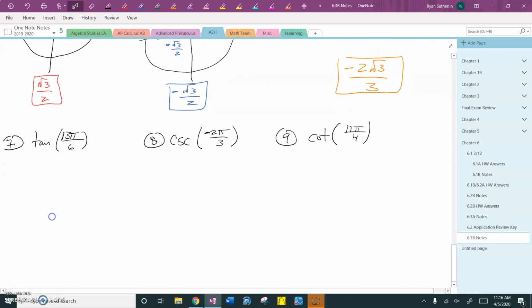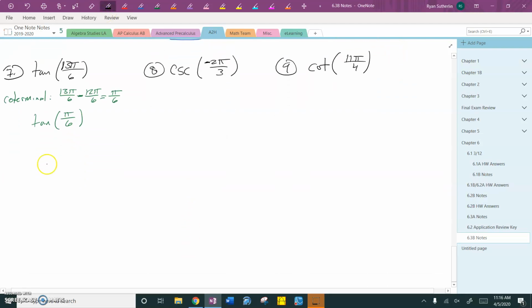Number 7, 13 pi over 6. So I need to find my coterminal angle. So I'm going to do some work here for that. So if I have 13 pi over 6, remember it's 360 degrees away from my coterminal angles, which in terms of radians is 2 pi. So I'm going to subtract 2 pi from this, which is 12 pi over 6, which gives me pi over 6. So tangent of 13 pi over 6 is the same thing as finding tangent of pi over 6. So I'm going to draw my circle. Pi over 6 is 30 degrees.